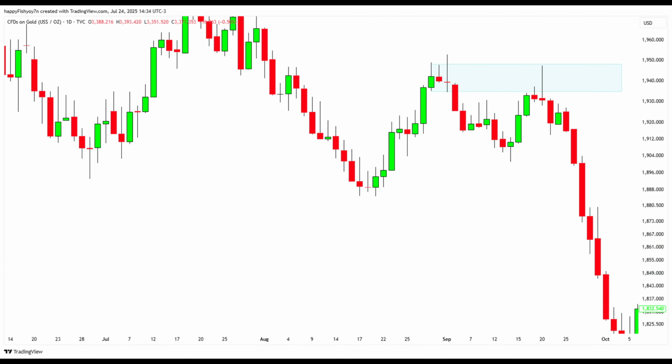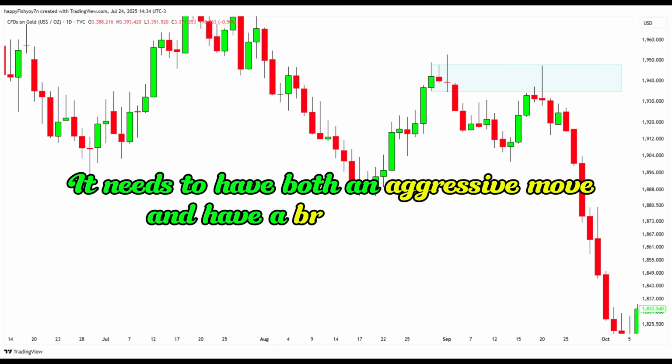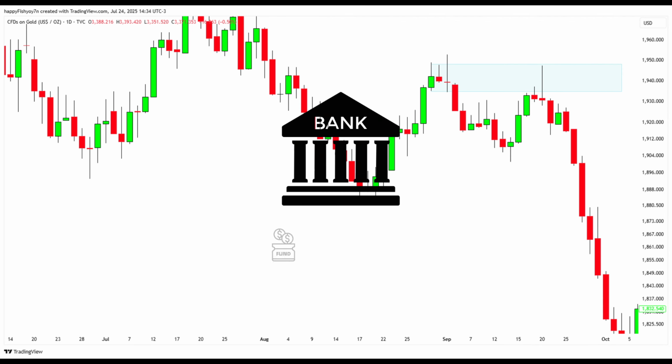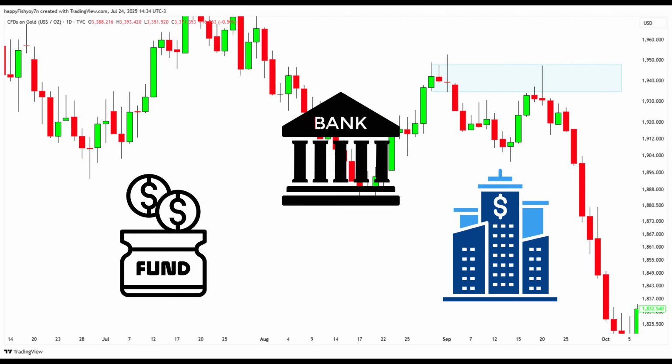In this example, we again have an aggressive downwards move, but this time it does not break the structure, so this zone is not validated and we would not trade off it. It needs to have both an aggressive move and a break of structure to be valid, and we know the criteria of a valid supply and demand zone. This confirms big banks, huge funds, and institutional interest.